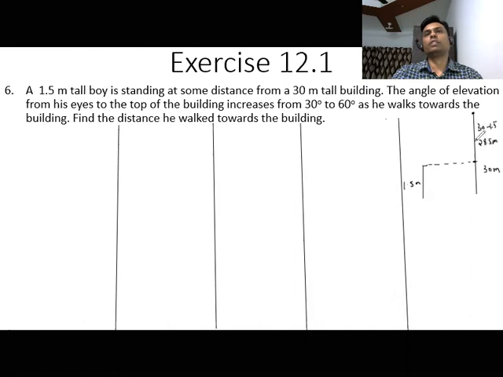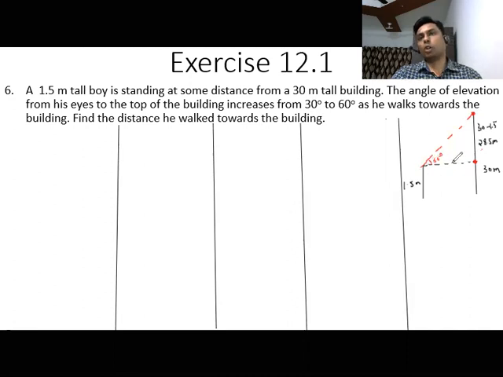This is 28.5 meters, what I'm marking in red, because the boy is already 1.5 meters and the total building is 30 meters. So from here, the boy is looking at it, which means he's looking at a height of 28.5 meters. Now, what is the angle formed? The angle formed is 30 degrees.